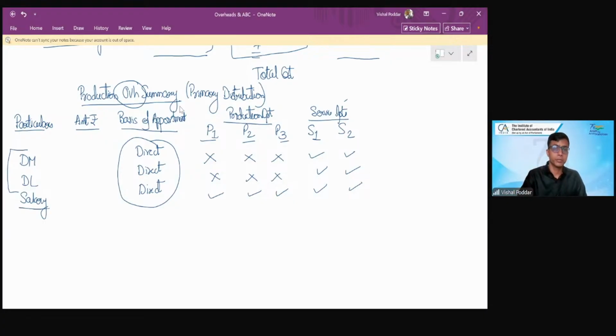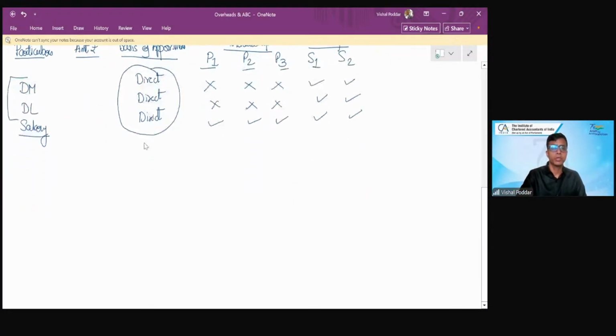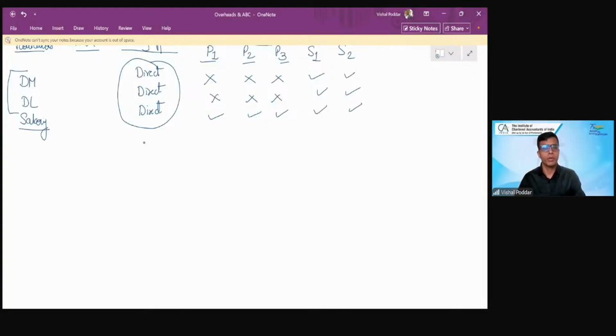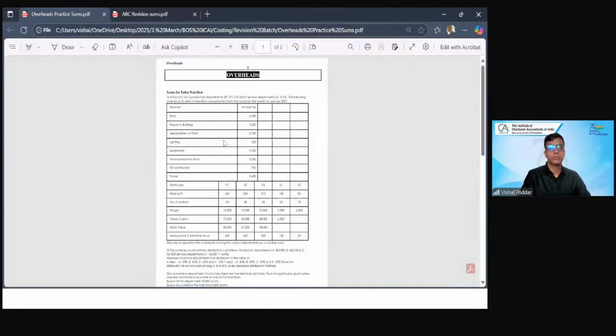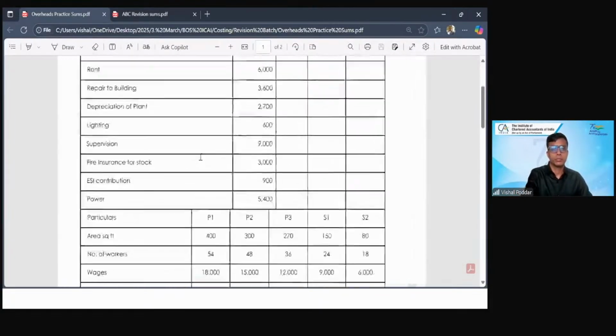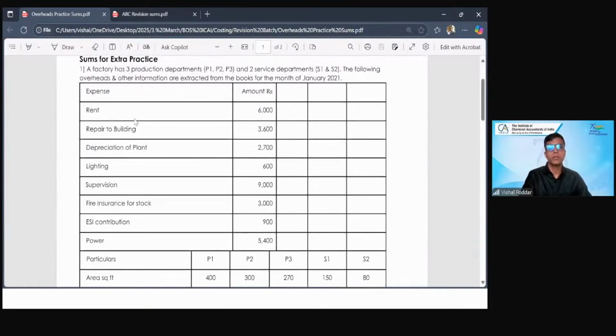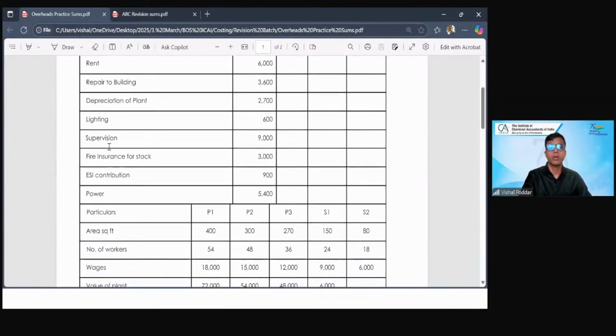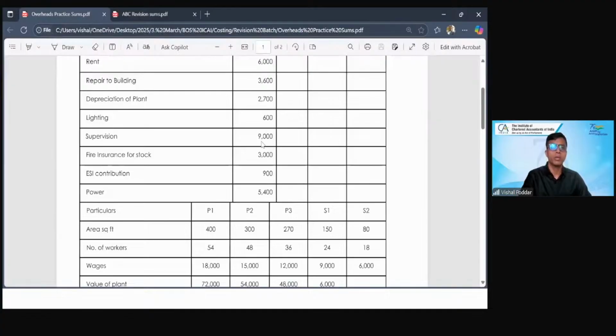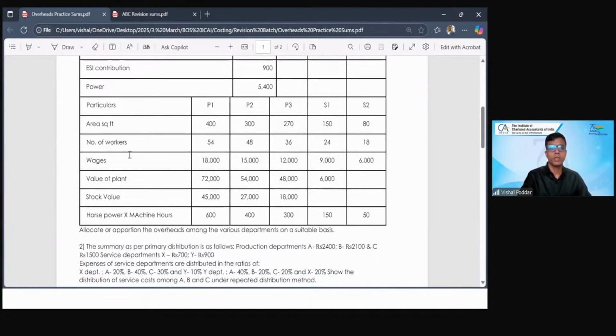Sorry, allocation. So keep this in mind because these are also theory questions. Now, in our example, the expenses given are rent, repairs, etc. These are all common expenses. How do you know it is common? Because the total figures are given, department wise is not given. What is given department wise is area, workers, wages.